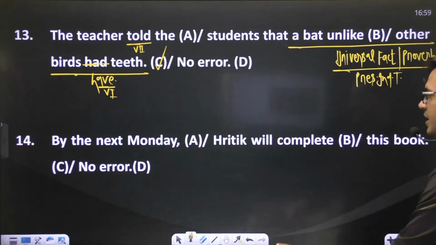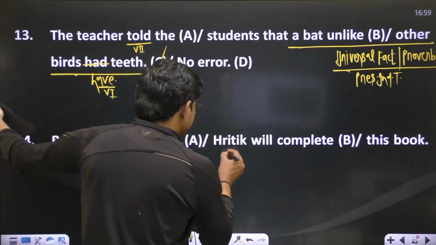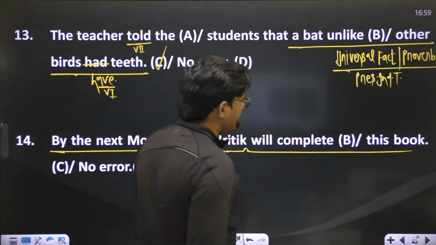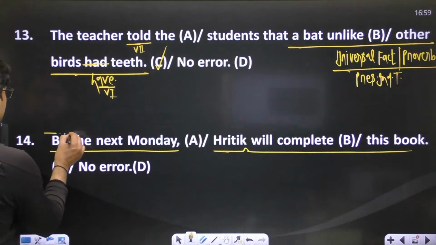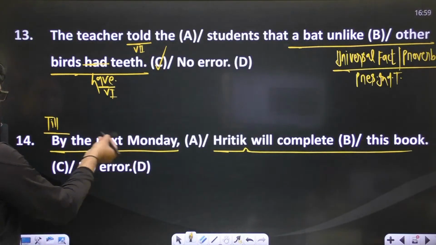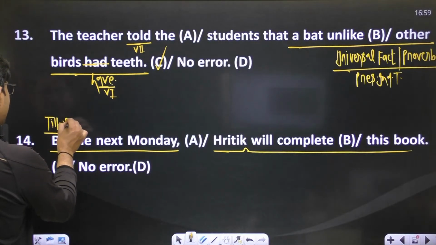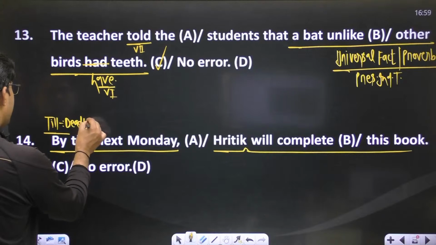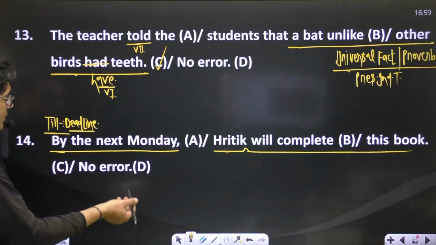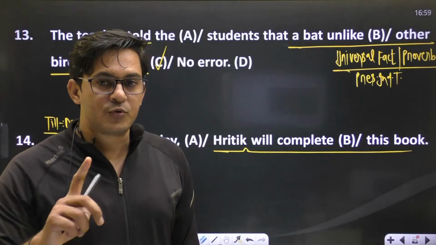By the next Monday. Whenever you get by the next Monday and you have a single clause, this is the subject, this is the predicate. The word by shows the sense of till. This is the preposition, the phrase is by the next Monday, and this till shows a deadline, or you can say it demands perfection or completion.